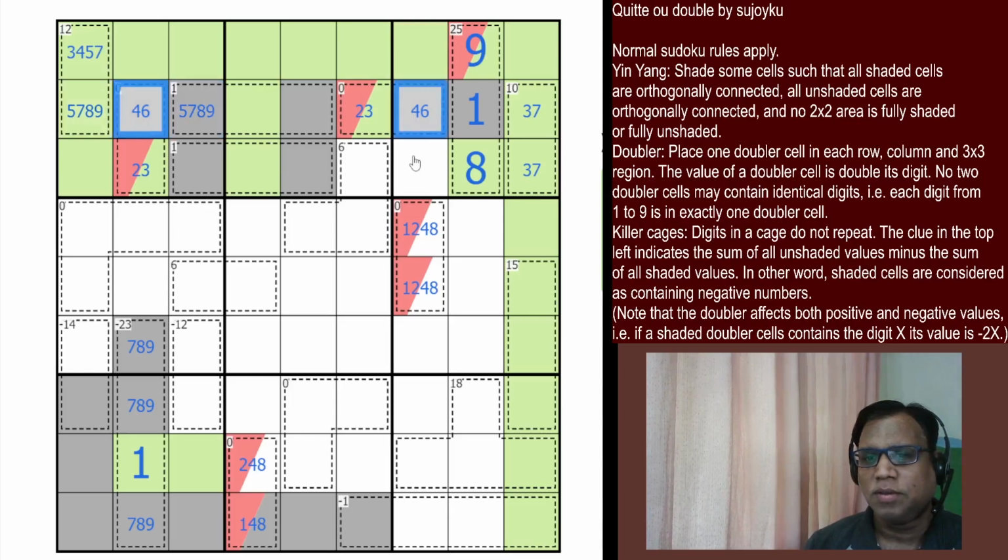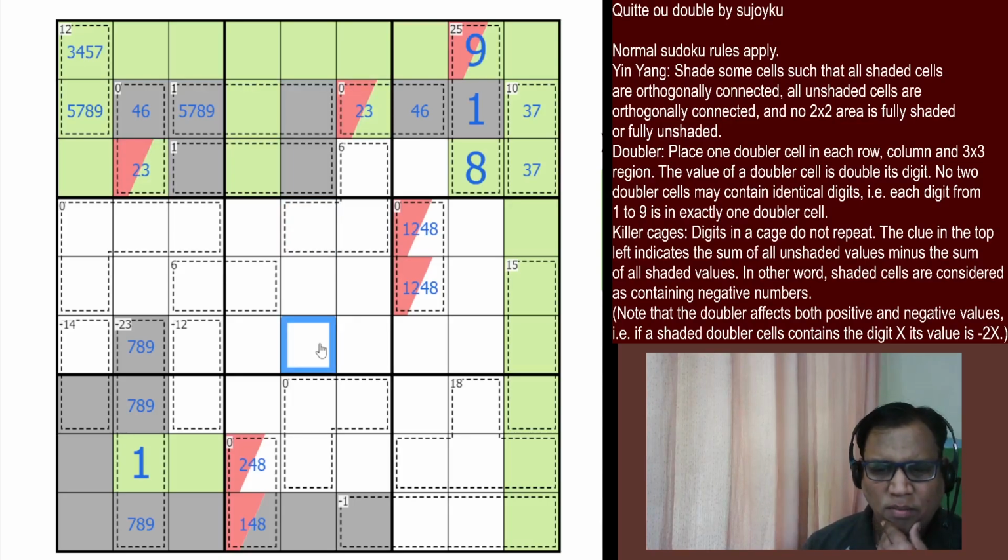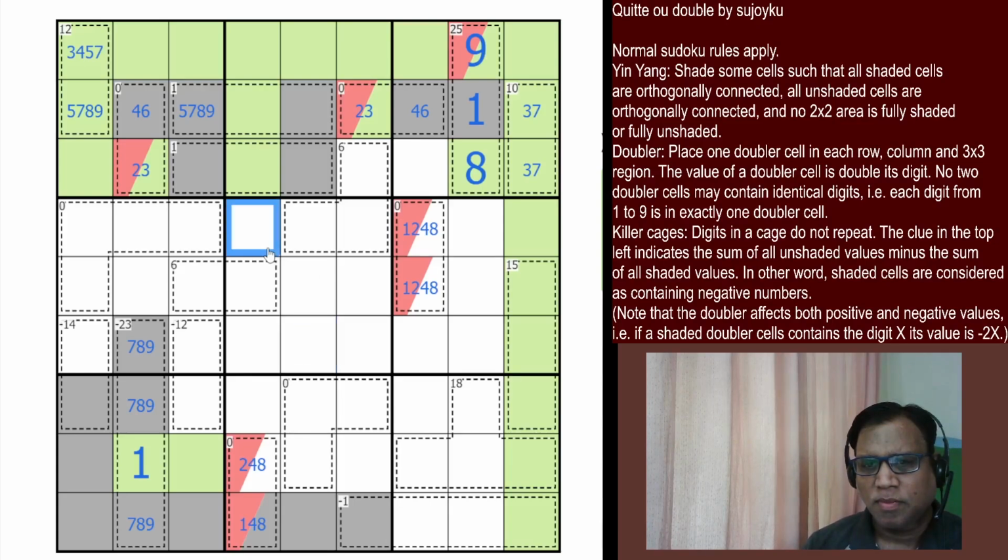4, 6, 4, 6. 3, 7, 2, 3, 5, 7, 8, 9. 5, 7, 8, 9, 3, 7. Okay. But none of these is also 4, 6, right? 2, 3. Where else am I supposed to be looking? Anything I'm missing? Oh, this has to now come out, right?